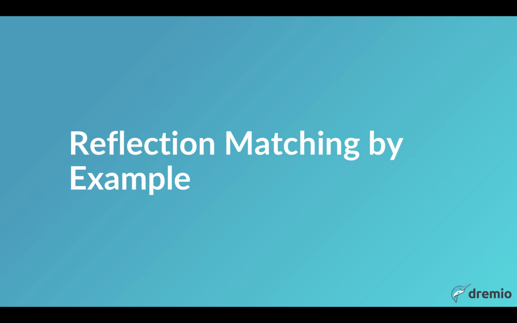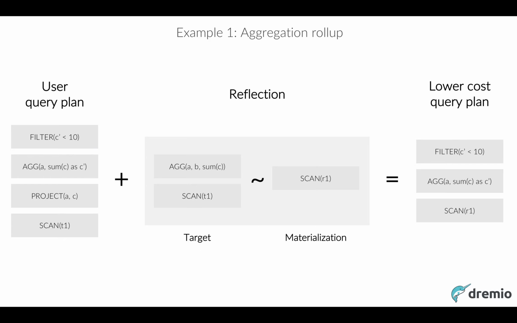Okay, so let's look at a few examples of how the reflections get matched. A lot of the algorithms here that make this work are about how you take a specific query or a specific query plan, which is what happens after the query gets compiled, and match that to specific reflections. So let's look at what that looks like.